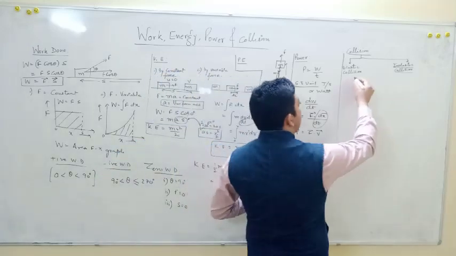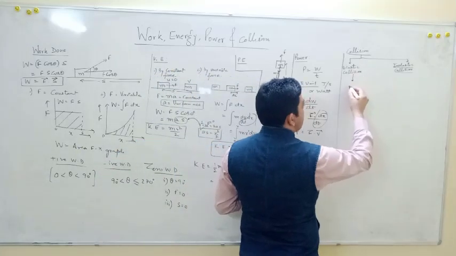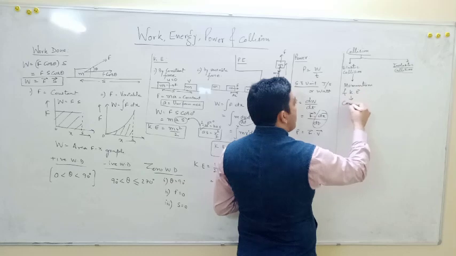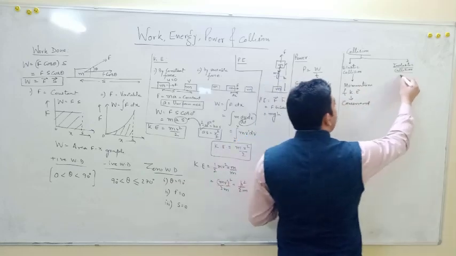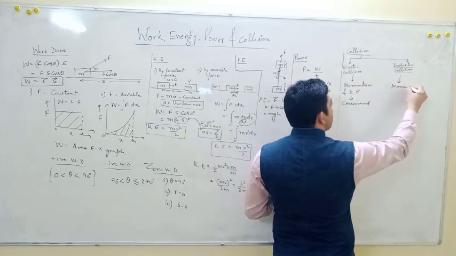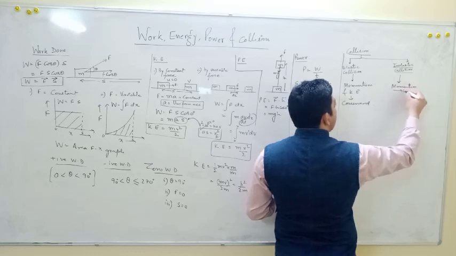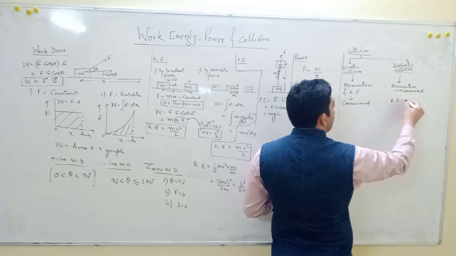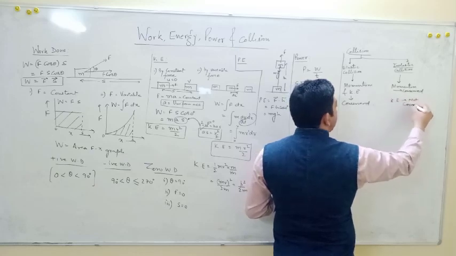In collision we have elastic collision and inelastic collision. In elastic collision, momentum as well as kinetic energy both remain conserved. And if momentum is conserved but kinetic energy is not conserved, then that type of collision is called inelastic collision. Kinetic energy is not conserved.